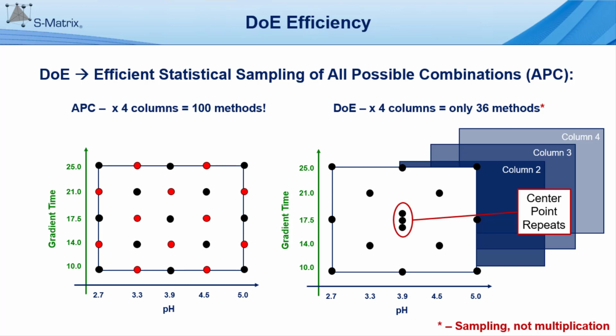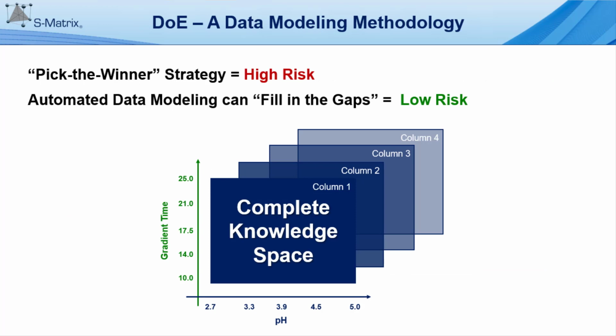The efficiency of design of experiments becomes even more apparent when you extend a sampling region across multiple combinations of a categorical variable like column type. In this case, all possible combinations would add up to 100 methods for 4 columns, whereas the design of experiments methodology would require 36 methods. The modeling aspect of the design of experiments methodology is to take the data that's generated from the statistical sampling and model it to fill in the information gaps to provide complete knowledge of the entire experimental region, thereby translating the region into a complete knowledge space.